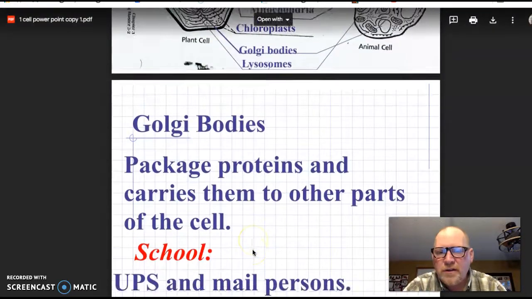And that concludes what we have for organelles. So that should help you fill in all the little structures and functions within the T-chart that I'm having you fill out today. So hopefully that's helpful.